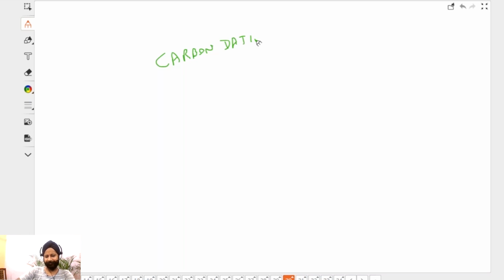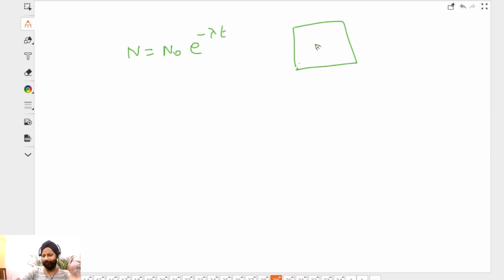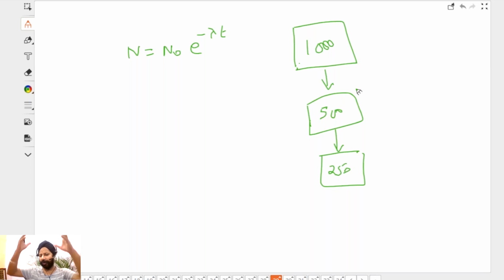We'll talk about it. Okay, this is what I have. Now we said, okay, what is half-life? Half-life is whatever I have here. Let's say we have 1000 nuclei here. How long does it take to convert it to 500 nuclei? And the same amount of time will be taken to bring it down to 250. So how much is the half-life now? That's what you're trying to understand.